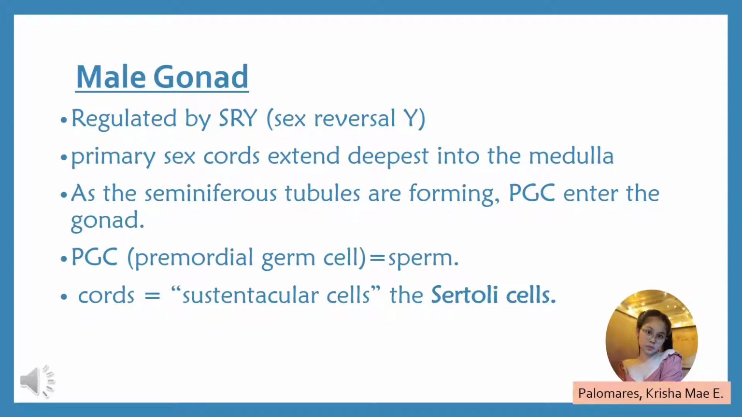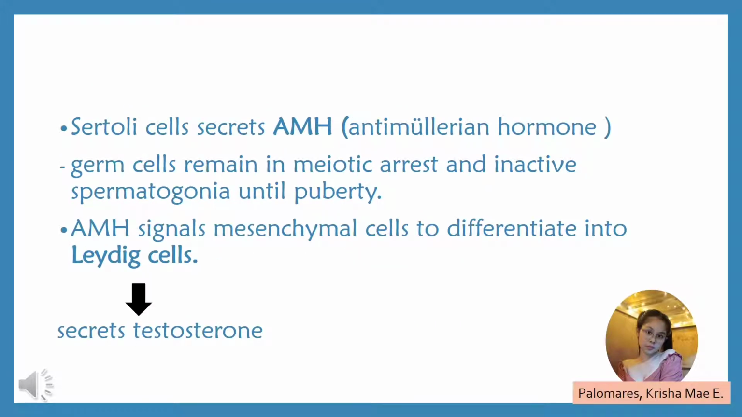The cords will give rise to the sustentacular cells of the tubules, which we call Sertoli cells. In the presence of these cells, the germ cells remain in meiotic arrest and are inactive spermatogonia until puberty. This phenomenon is due to the secretion by Sertoli cells of anti-Müllerian hormone, or AMH, which also signals the intermediate mesoderm to differentiate into Leydig cells, which secrete testosterone.